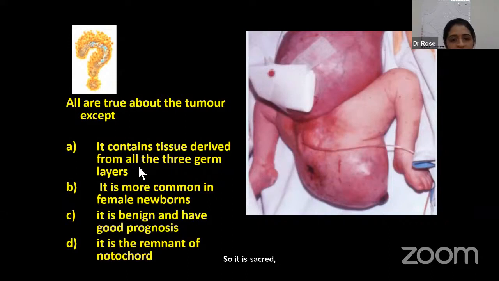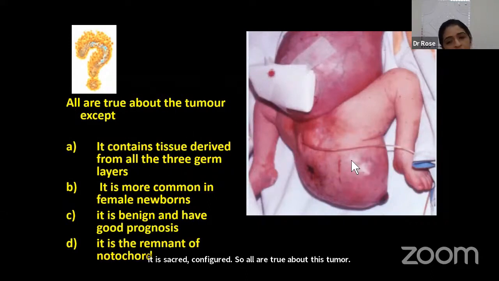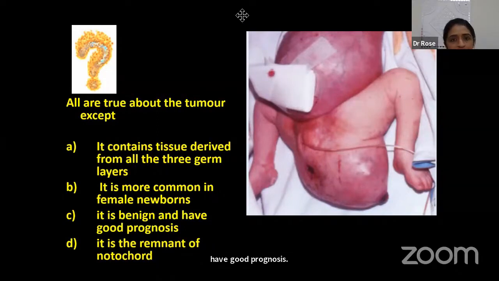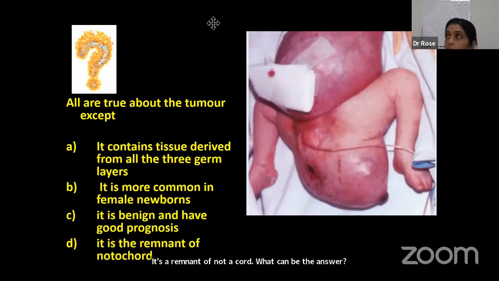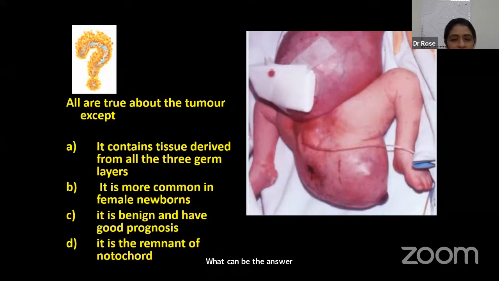It contains tissue derived from all three germ layers, because once we know it as a teratoma, it will contain all three germ layers. It is more common in female newborns. It is benign and has a good prognosis. It is a remnant of notochord. What can be the answer? A, B, C, or D? Can I have a right answer?